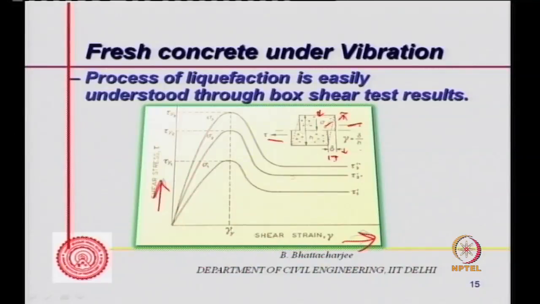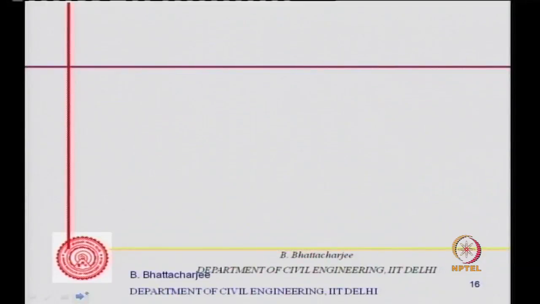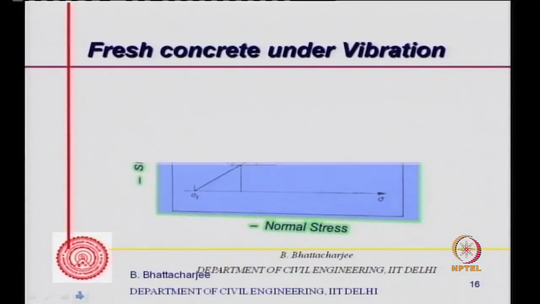So if you measure the stress versus strain, you find this sort of curve, and this depends upon sigma 1, sigma 2. So as you increase the normal force, the yield shear stress actually increases. So concrete people have done box shear tests, and this is the kind of behavior which normally one would see.